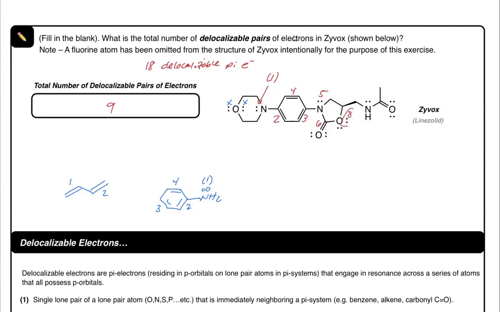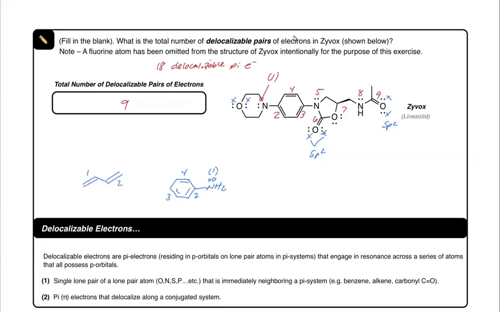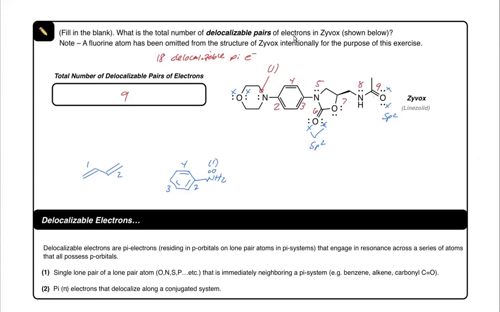Therefore, I'll count one of the lone pairs on the oxygen as being delocalizable. Oops, that would be 7. And then on the right side, I've got the nitrogen capable of delocalizing into that pi system. So I'll count 8 and then 9 for the pi bond itself. But again, we are not counting the lone pairs on the C double bond O oxygen atoms because those would be in hybridized orbitals. 9 delocalizable pairs, total of 18 delocalizable pi electrons if you're counting them individually.